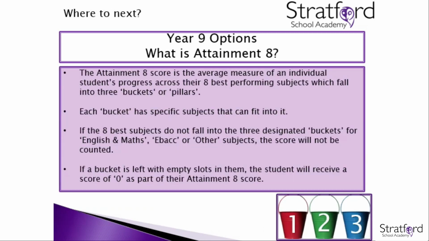At the end of Year 11, all pupils are given an Attainment 8 score. In essence, this is an average of a student's performance, an average of the 8 best results that they get. However, there are specific buckets for the subjects to fall into, and only certain subjects can go into each of the buckets. I'm now going to explain each of the buckets to explain which subjects can go into each bucket in order to produce an Attainment 8 score.